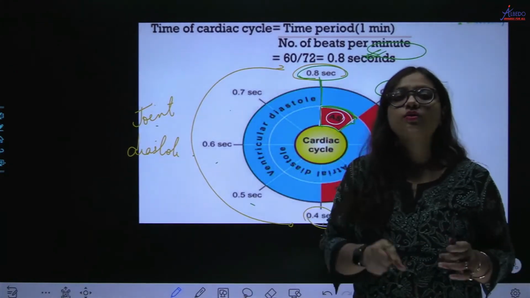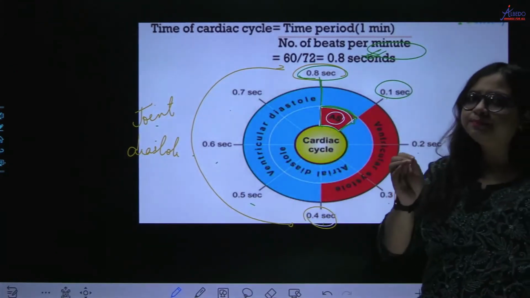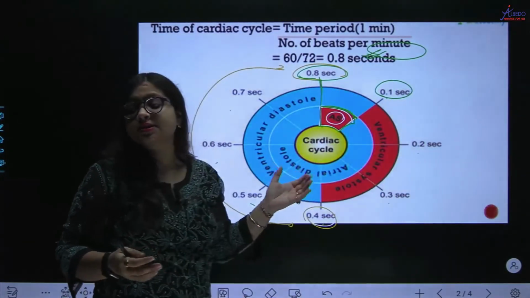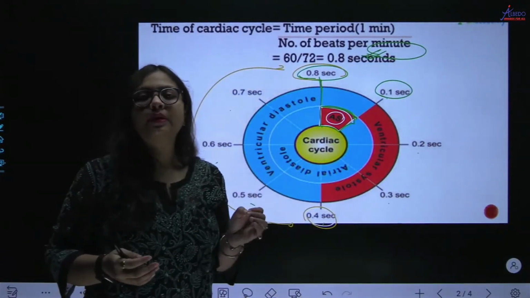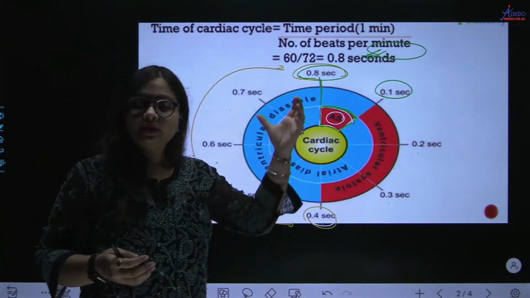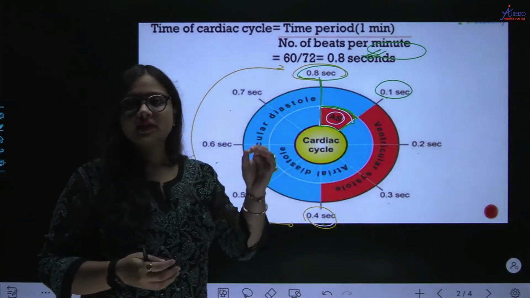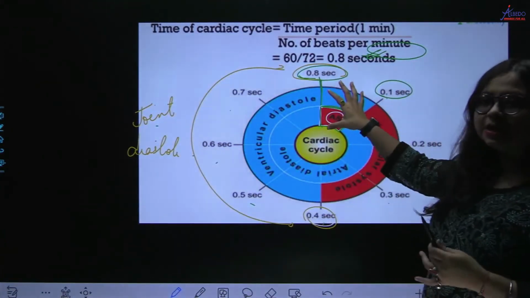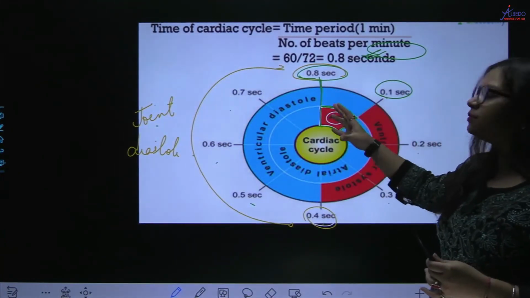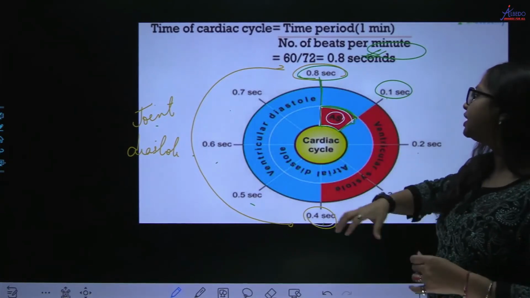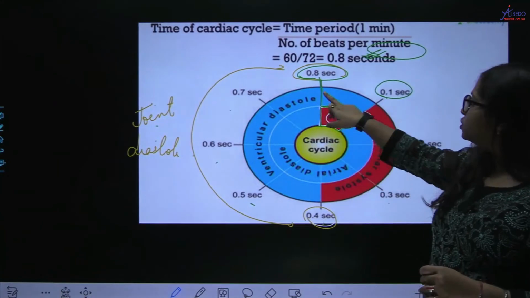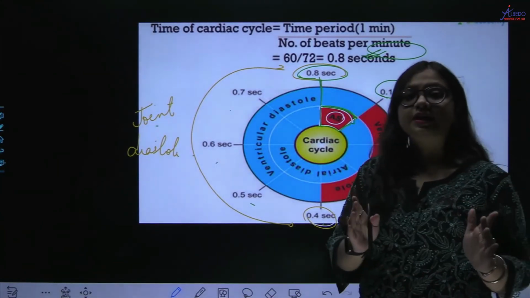First the SA node sends a signal. When I am dictating the sentences, you can have your copy and pen at hand and write down the various steps of the cardiac cycle in the form of a flowchart, okay. So what will first happen? The SA node will discharge a potential and it will lead to atrial systole, right? So for 0.1 second first there is atrial systole.